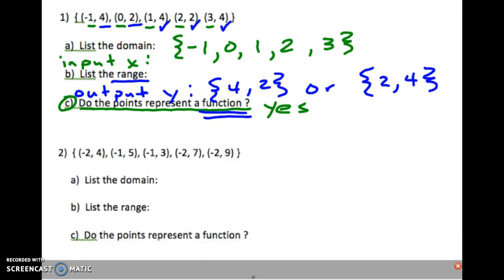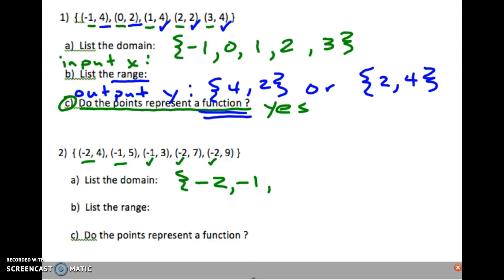Moving on to number 2. Let's take a look at this one. Remember, domain is the x values. So we got -2, -1, -1 again, -2 again, -2 again. So we just have -2 and -1 for our domain.